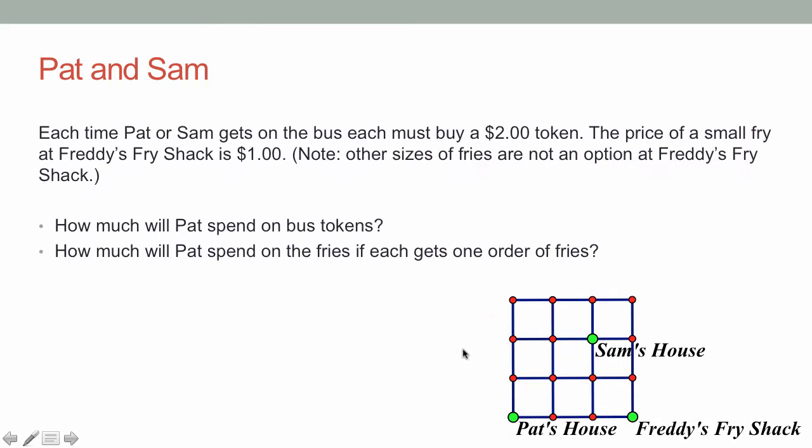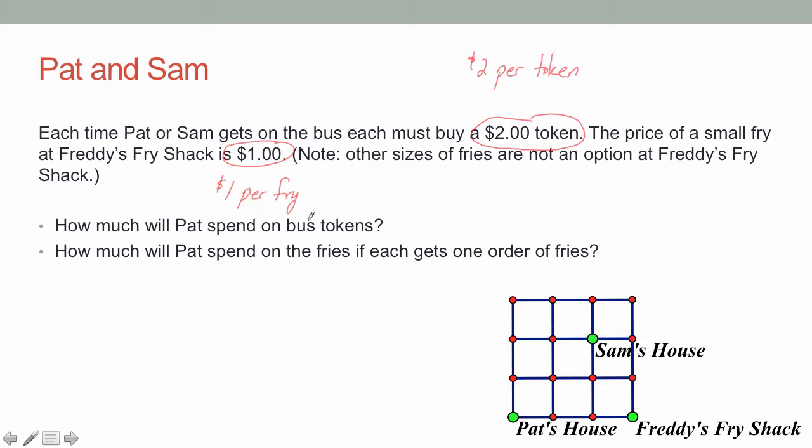All right. Let's keep developing this scenario here. Each time Pat or Sam gets on the bus, they must buy a $2 token. $2 per token. The price of a small fry at Freddy's Fry Shack is $1. Let's mark that down. $1 per fry.